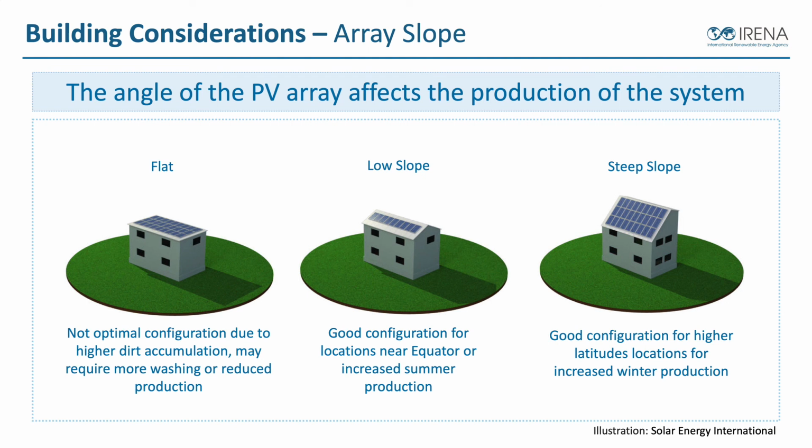A steep slope roof, like we see on the right, is a good configuration for higher latitudes, so either far northern or southern latitudes, to point towards the equator more steeply in order to produce more energy. So this is a good configuration for higher latitude locations or increased winter production. So if we have a system where we're trying to produce more energy in the winter, we're going to point that array steeper like that in order to balance out that difference of summer and wintertime power production.